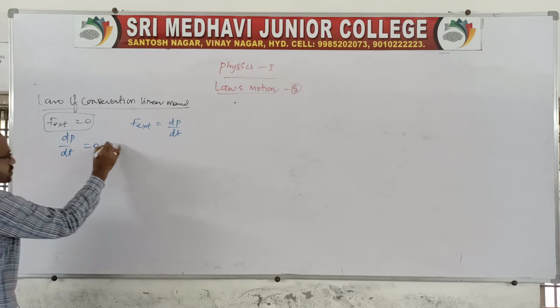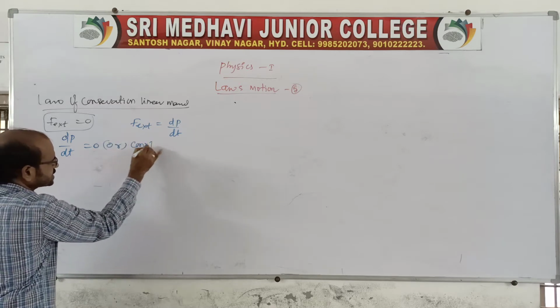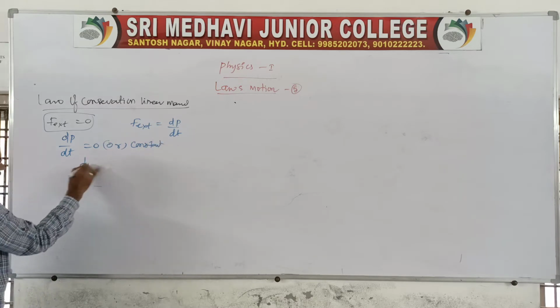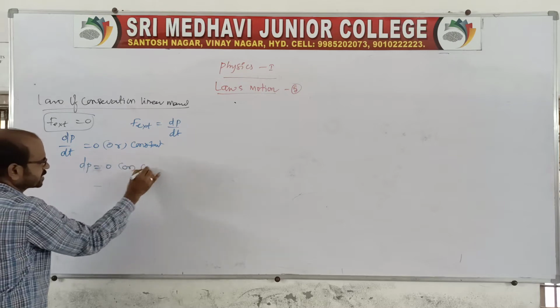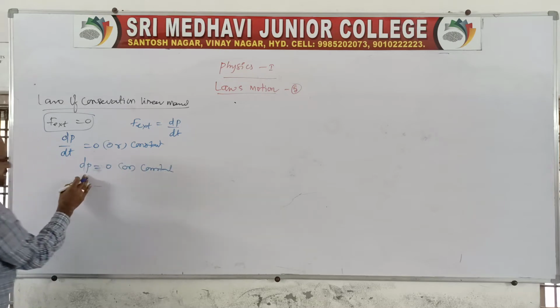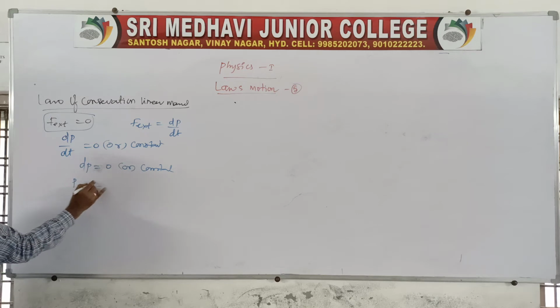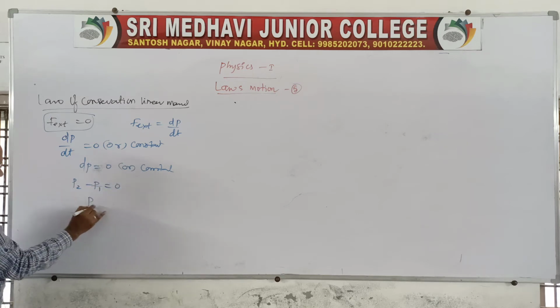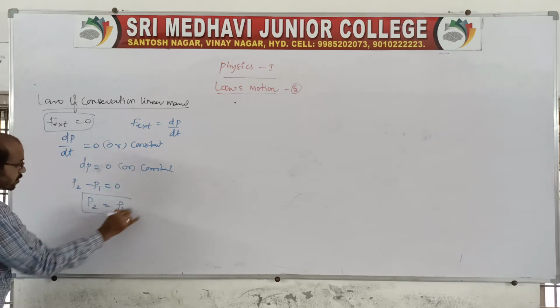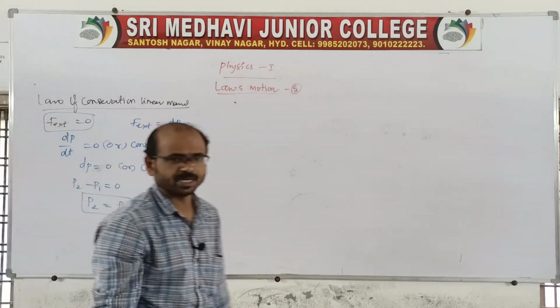Or we can say it is constant. Constant is represented as 0. Therefore dp is equal to 0, or we can say constant. It is very, very important. Of course it is the change in momentum. We can say p2 minus p1 is equal to 0. Therefore p2 is equal to p1. This is about the law of conservation of linear momentum.